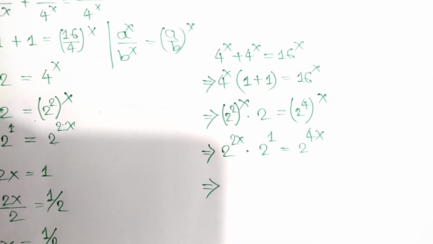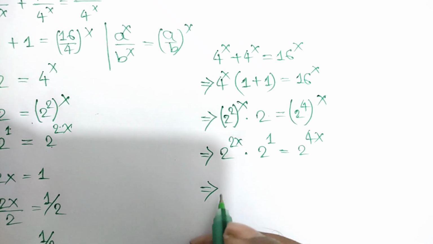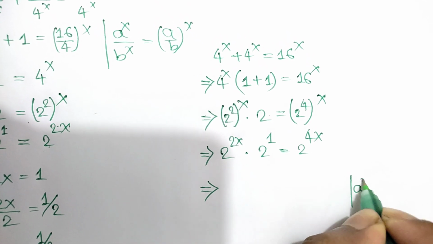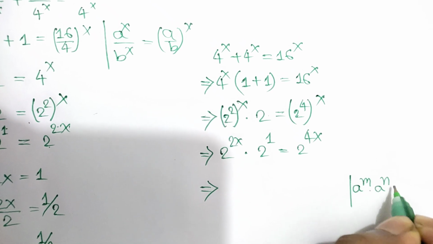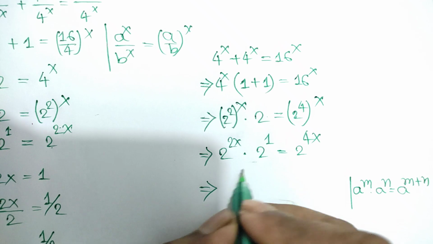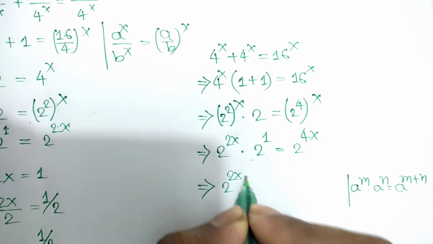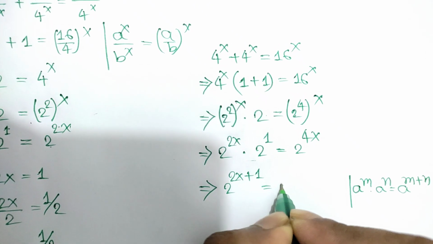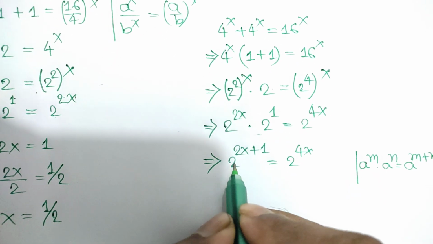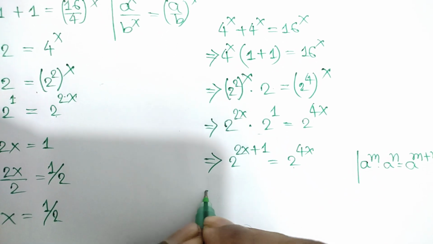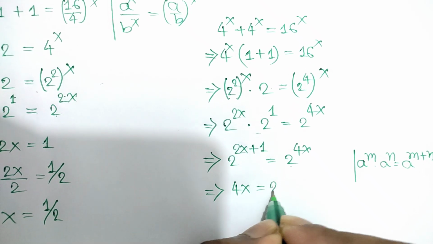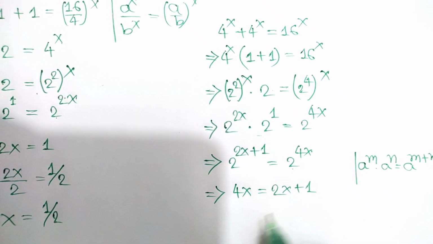Here we can apply this exponents rule: a to the power m times a to the power n is equal to a to the power m plus n. Applying this rule, here we can write 2 to the power 2x plus 1 is equal to 2 to the power 4x. Now again attention, here there are same base but different powers, so power is equal to power, so here we can write 4x is equal to 2x plus 1.